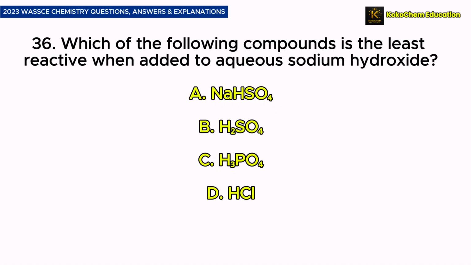The correct answer is C. H3PO4. Explanation. Strong acids like HCl and H2SO4 react vigorously with sodium hydroxide, but H3PO4 is a weak acid, meaning it doesn't ionize completely, so it reacts slowly or weakly. That is why it is the least reactive among the options.